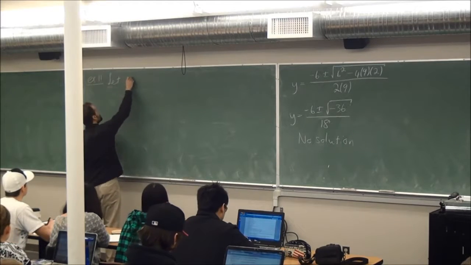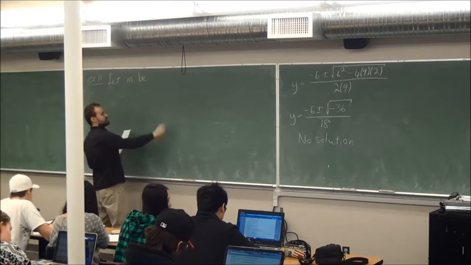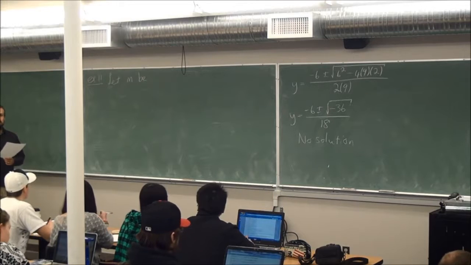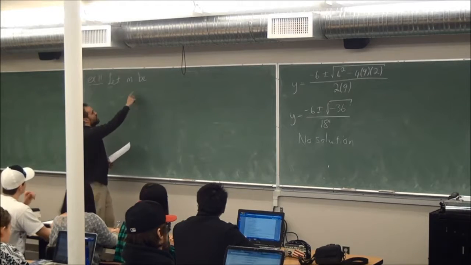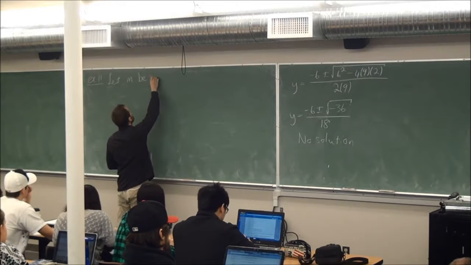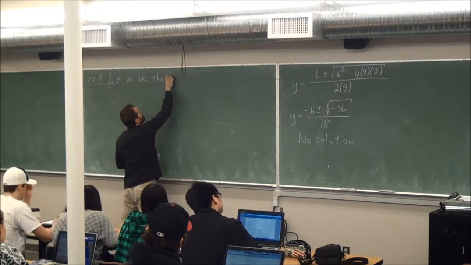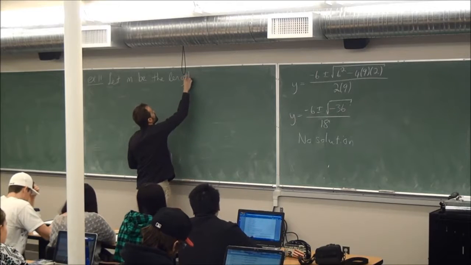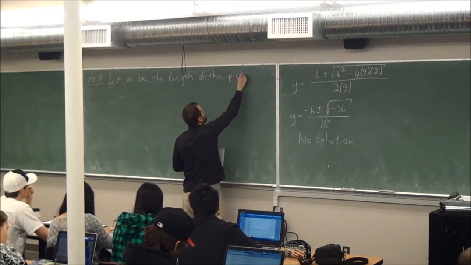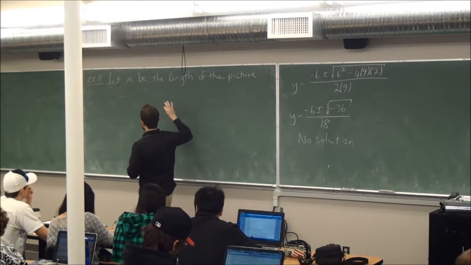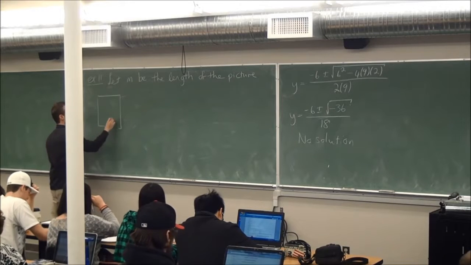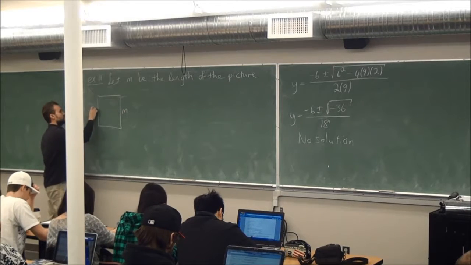M. What does M represent? More than one choice here. What do you want M to represent? The length of the picture. Let's have a sketch here. So this is M, and this is M.